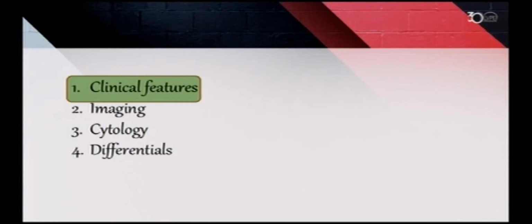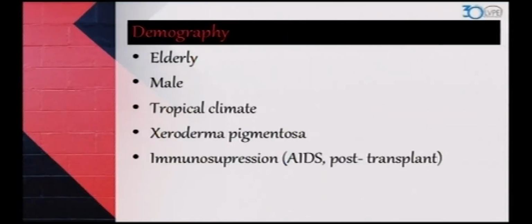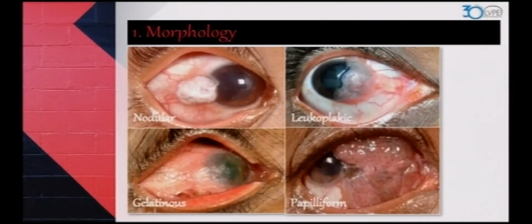So moving on with the clinical features, first, it is most common in elderly males in the tropical climate, more so in patients with xeroderma pigmentosa or seropositive patients, patients with hematologic malignancies or post-transplant patients. So whenever a patient with a limbal nodule walks into your clinic, you need to see the morphology of the lesion. Although these morphological types do not have a bearing on the management, it is extremely important to know about these morphological types in order to diagnose it properly.